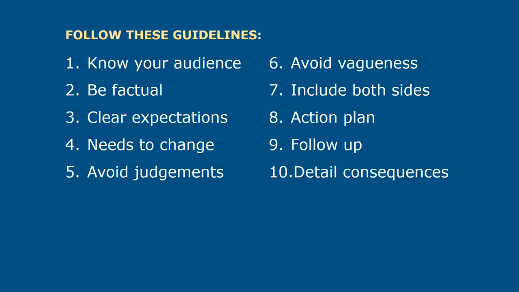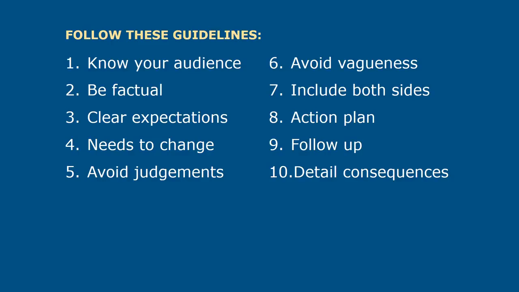Number 4, describe what needs to change. Describe the job-related conduct, not the individual. Articulate how the behavior impacts others and the organization. Five, avoid judgments. Don't use words such as always or never. They're broad, which can easily be disputed by employees. Number 6, avoid vagueness. Avoid vague phrases that could produce grounds for discrimination.